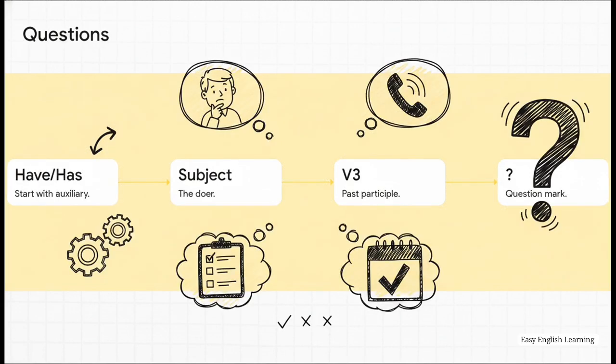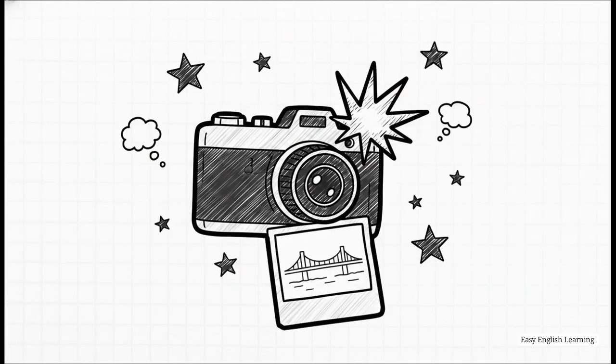To ask a question, we just flip the bridge around. Have or has plus the subject plus V3, and don't forget the question mark. Have you finished? Has she called you? And your short, snappy answers will be, yes, I have. No, I haven't. Yes, she has. No, she hasn't.